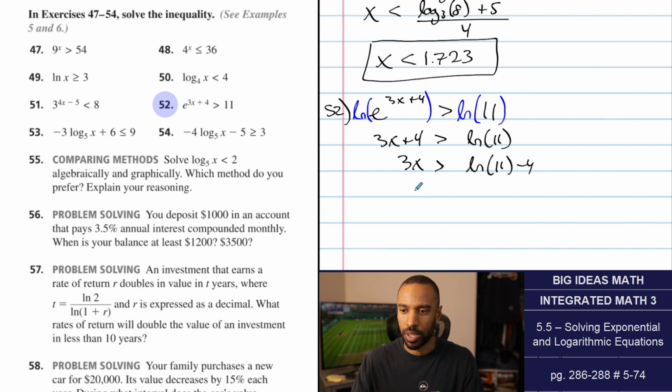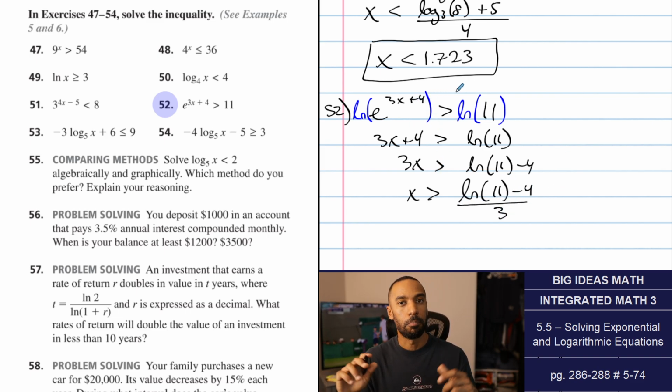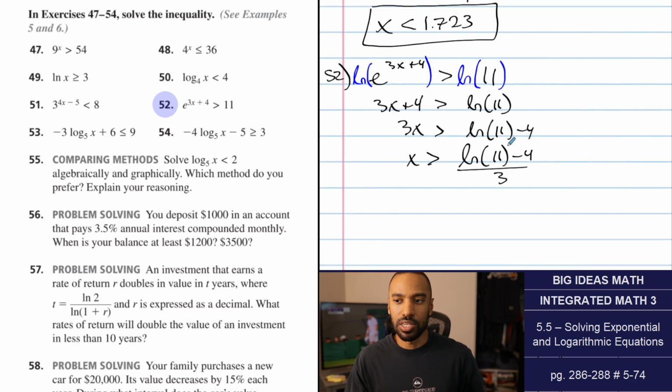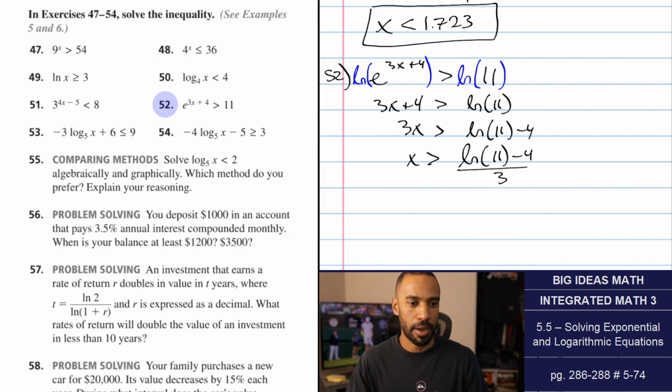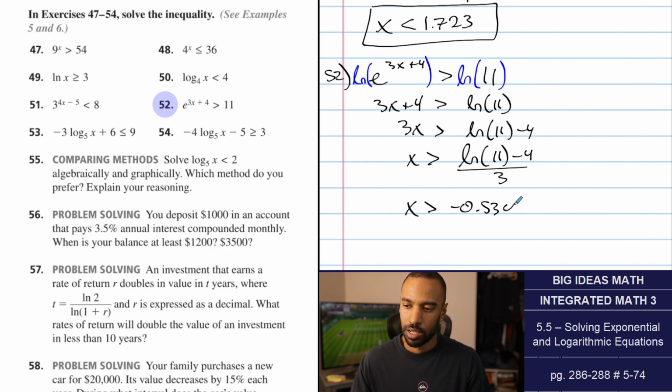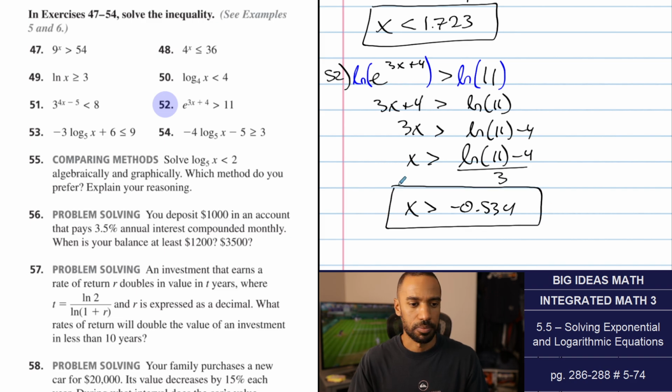And divide by 3. I want to remind you, by the way, that these are only going to stay the same way for these inequalities because our bases are greater than 1. If they were between 0 and 1, these inequalities would actually have to flip, but we're not doing that in these cases here. All right, natural log of 11 minus 4, all in the numerator, and then divided by 3 gives me around negative, and I wouldn't have anticipated this, negative 0.534. Okay, let's say that. Any answer will do for an exponential function.